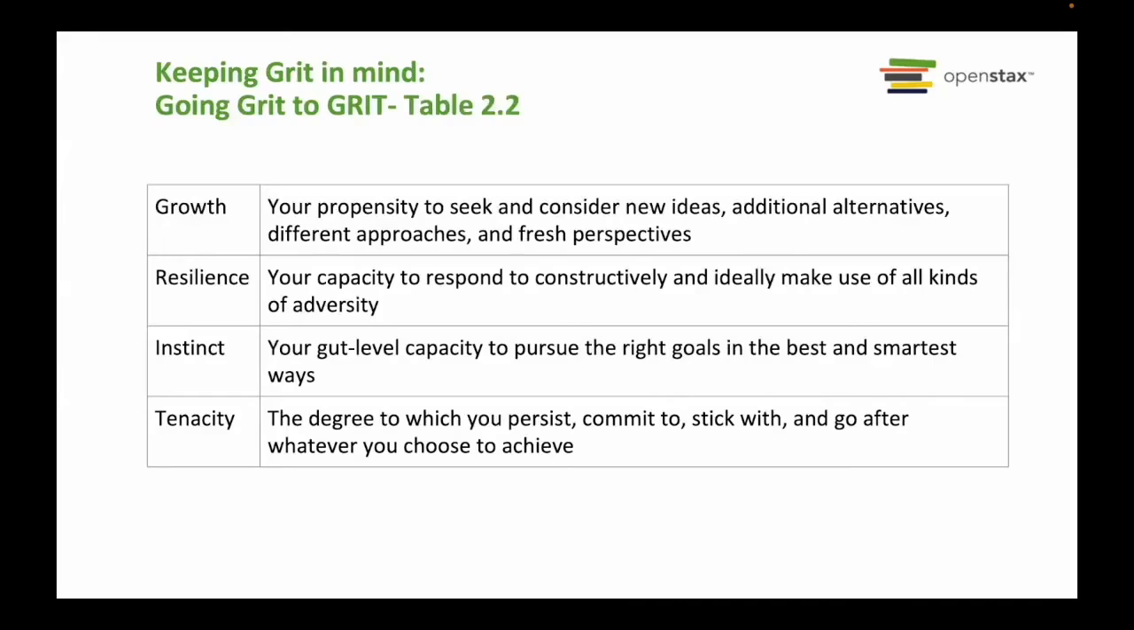Keeping grit in mind, GRIT, Table 2.2: Growth, your propensity to seek and consider new ideas, additional alternatives, different approaches, and fresh perspectives. Resilience, your capacity to respond constructively and ideally make use of all kinds of adversity. Instinct, your gut-level capacity to pursue the right goals in the best and smartest ways. Tenacity, the degree to which you persist, commit to, stick with, and go after whatever you choose to achieve.